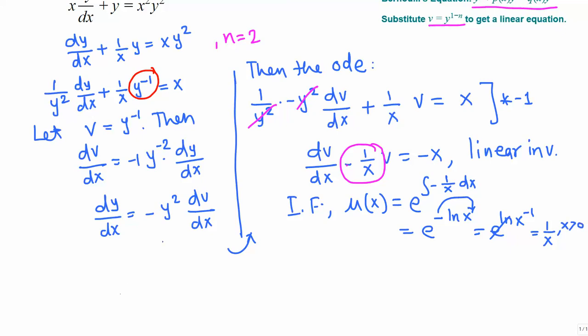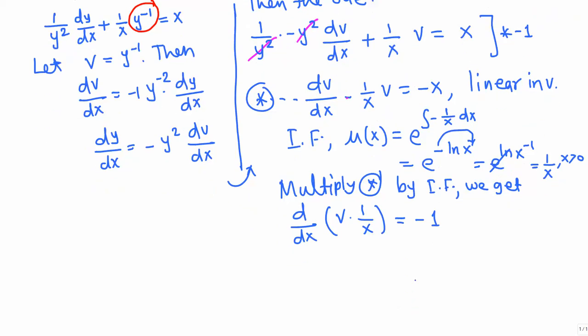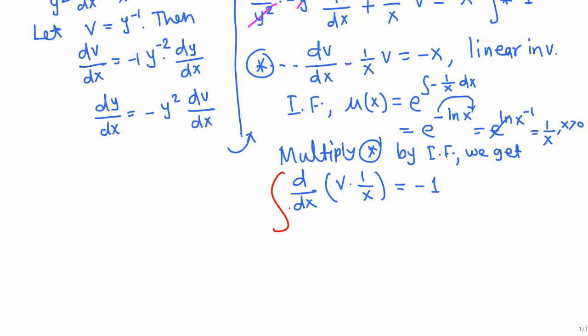We've assumed x positive. Now we multiply this linear ODE, let's call it star for reference, by the integrating factor. The left hand side becomes the derivative of the dependent variable v times the integrating factor 1 over x, which is equal to the right hand side: negative x multiplied by 1 over x, so just negative 1. Now we integrate both sides with respect to x. Then we get v times 1 over x equals the antiderivative of negative 1, which is negative x, plus a constant of integration c.